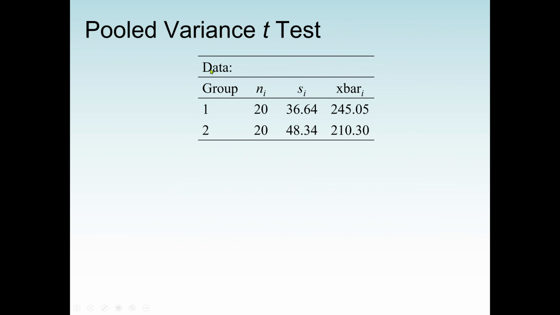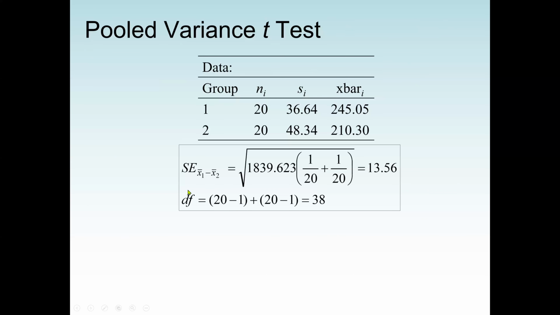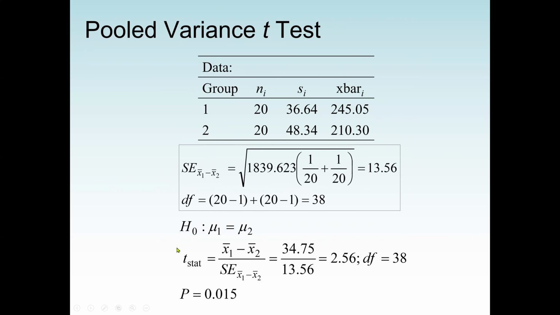So this is the pooled variance t-test. We have groups 1 and 2, the sample size, the standard deviation, the sample mean. We can also find the standard error for the delta, plug in the values, with degrees of freedom 20 minus 1 plus 20 minus 1. Then for our H0, we say mu1 is equal to mu2. We find our t-stat using the formula. We find our degrees of freedom. With the degrees of freedom and t-stat value, we can find the P. The P is 0.015.